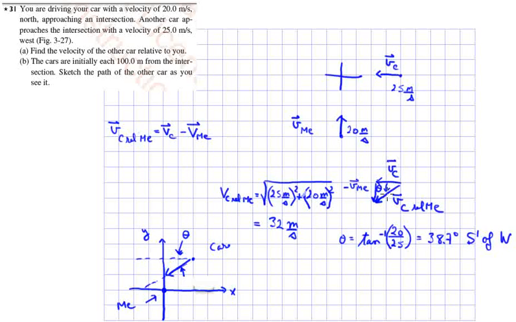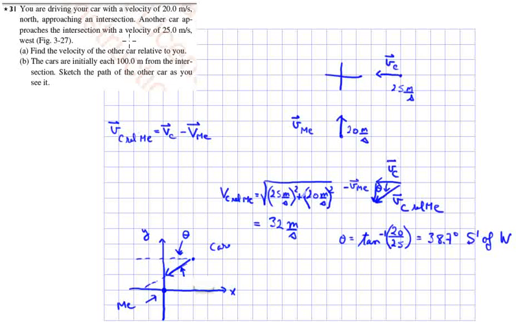The magnitude of that can be calculated from the Pythagorean theorem. I have an x component and a y component which goes underneath the square root and yields 32 meters per second. In similar fashion, the angle, in this case south of west, can be found by the inverse tangent of my velocity versus the other car's velocity, 20 over 25, 38.7 south of west. So that answers the first part A.